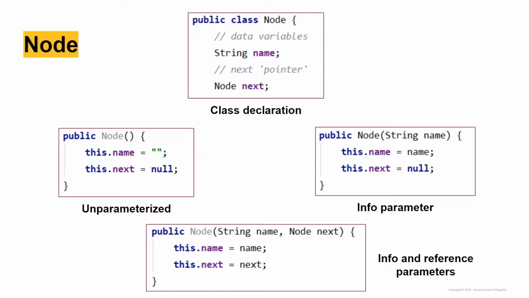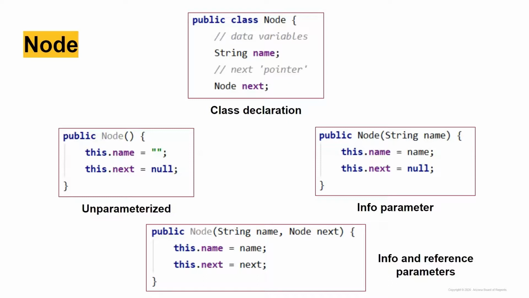And then next we have the info parameter. It's pretty much the exact same thing as the unparameterized constructor, except that you're passing in as much info as you have in your node as the parameter. So in this example, we are passing in a string called name, and we're assigning this dot name equals to name. And then we're just setting the next pointer, or next reference, to null because we don't know what it is yet.